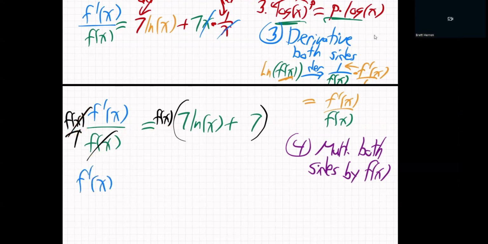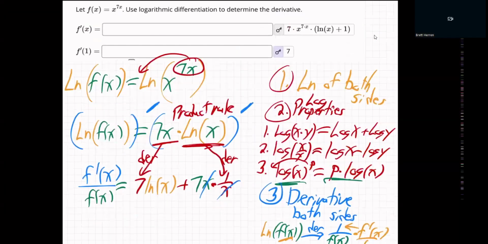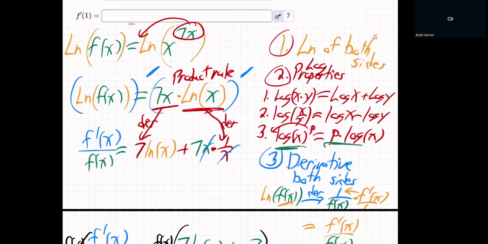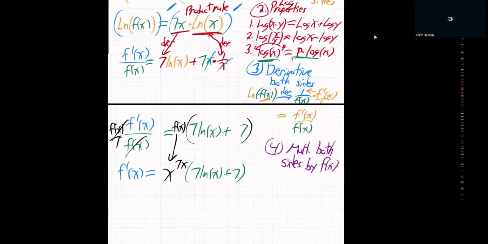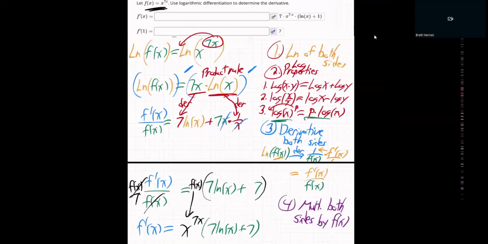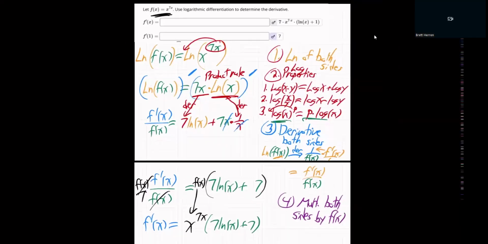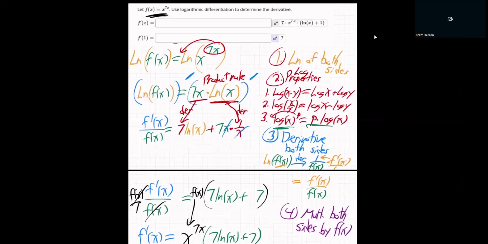So then f prime of x equals, well, all of f of x. What is f of x? That's the original function right here, x to the 7x. So that's x to the 7x, and then 7 natural log of x plus 7. And so there we go. We took the derivative. Do we get it? I'm hoping. Oh, they factored out the 7. It's fine. The way we have it is fine.